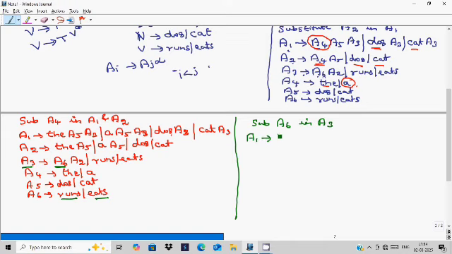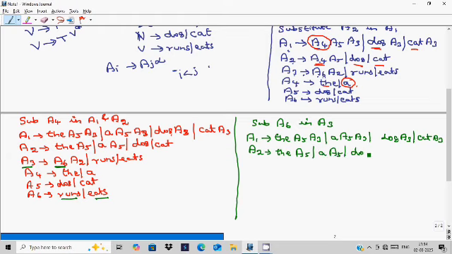A1 tends to A5 A3, then A tends to A5 A3, now dog A3, then cat A3. So nothing wrong with this production called A1. Now we will rewrite A2. A2 has A5, then small a, A5, then dog or cat.